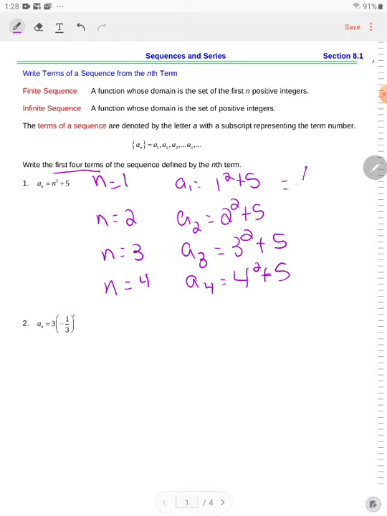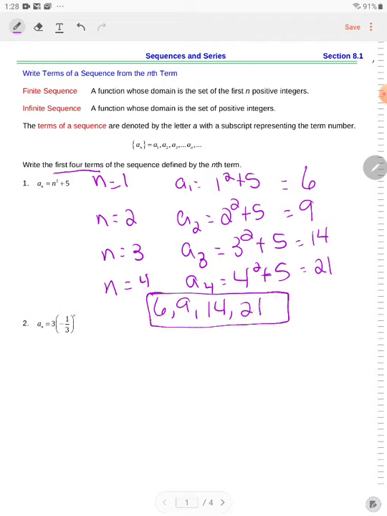1 plus 5 is 6. 2 squared is 4 plus 5 is 9. 3 squared is 9 plus 5 is 14. 16 plus 5 is 21. And so your list would be 6, 9, 14, 21. First 4 terms. Okay, now notice number 2 has a fraction with a negative sign inside the parentheses.